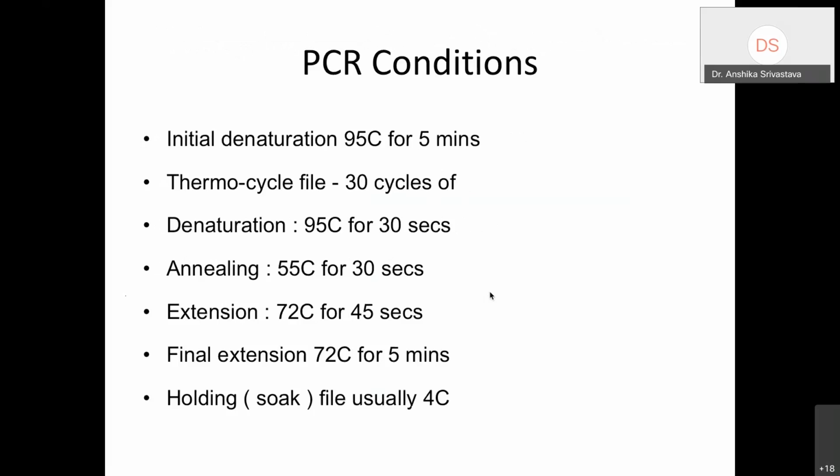First you can have the initial denaturation at 95 for 5 minutes, and your thermocycler can be set to 30 cycles of denaturation at 95 degrees Celsius for 30 seconds, annealing at 55 for 30 seconds, extension at 72 for 45 seconds, and then final extension at 72 for 5 minutes. And then you can hold the reaction at 4 degrees.